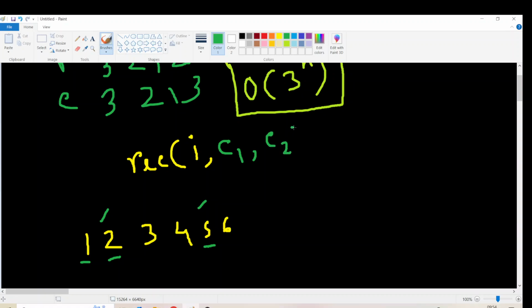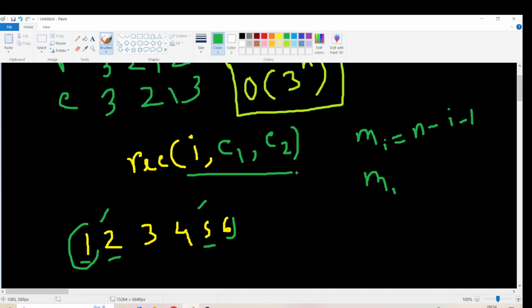So c1 is the previous of the current house, and we can call the other the mirror opposite of the current house. The mirror opposite of the current house, mi, will be nothing but n minus i minus 1. So we have to maintain the color of the i minus 1th house, and we have to maintain the color of the mi plus 1th house, that will be the 6th house. These will be the three parameters of our state: i, c1 and c2.